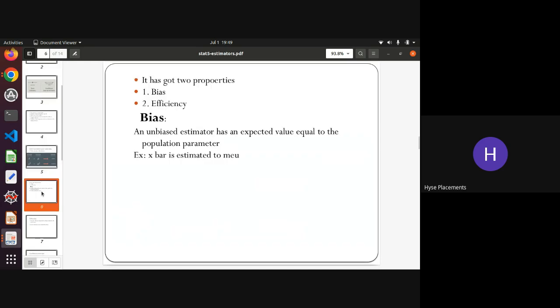Okay, the estimators have two properties. One is bias, the second one is efficiency. What is bias? An unbiased estimator has an expected value equal to the population parameter. That means x bar is an estimate of mu. So the unbiased estimator is something whose expected value matches, rather than us just approximating it.